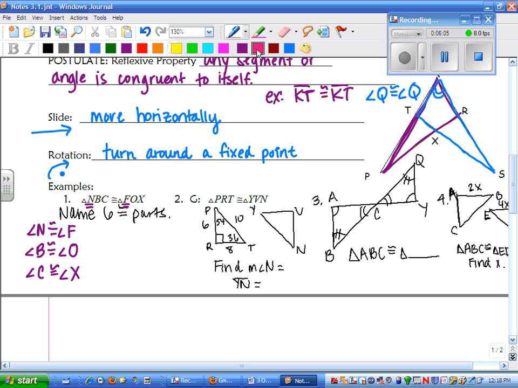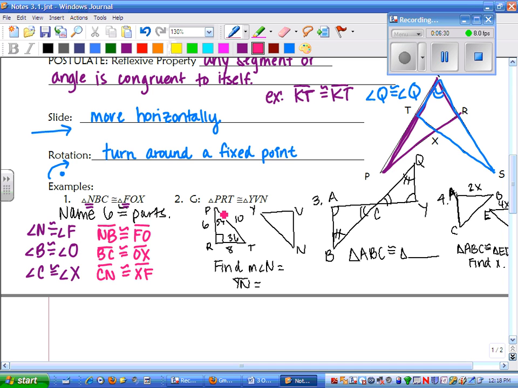When we do segments, same thing, except we have 2 letters, NB congruent to FO. We have BC congruent to OX. And last but not least, CN congruent to XF. Again, these can be reversed if you want, and it's the exact same thing. Okay, looking at number 2.